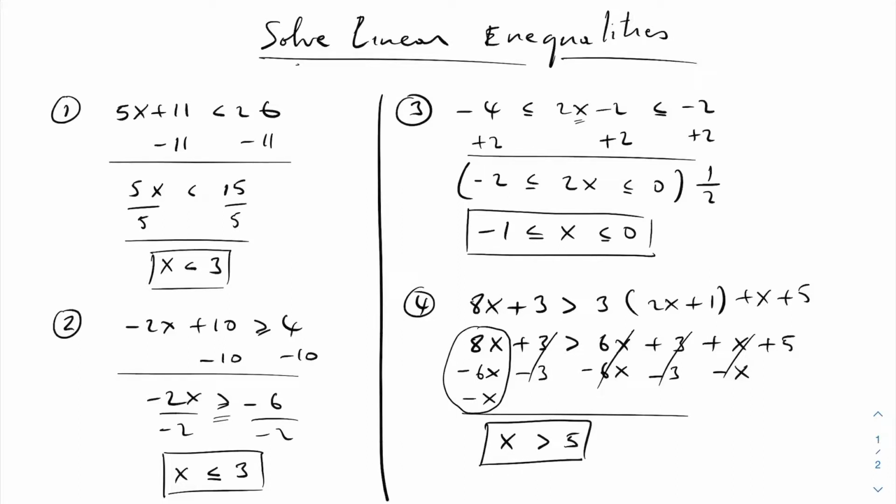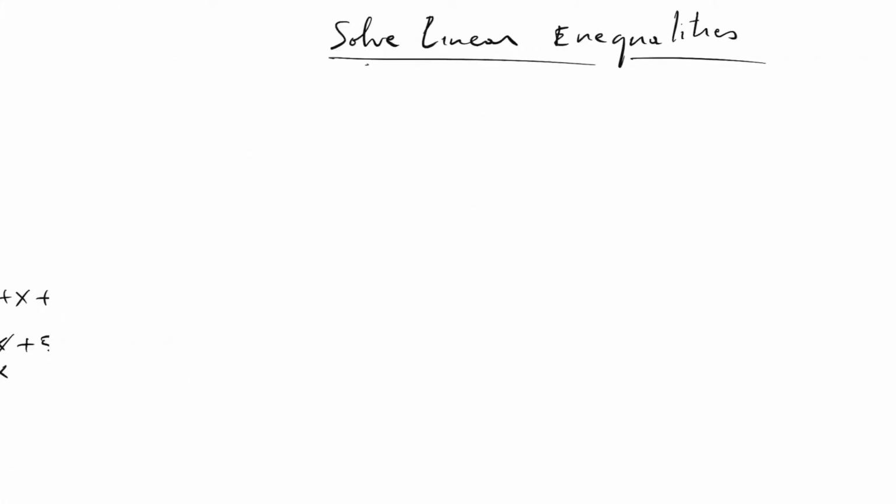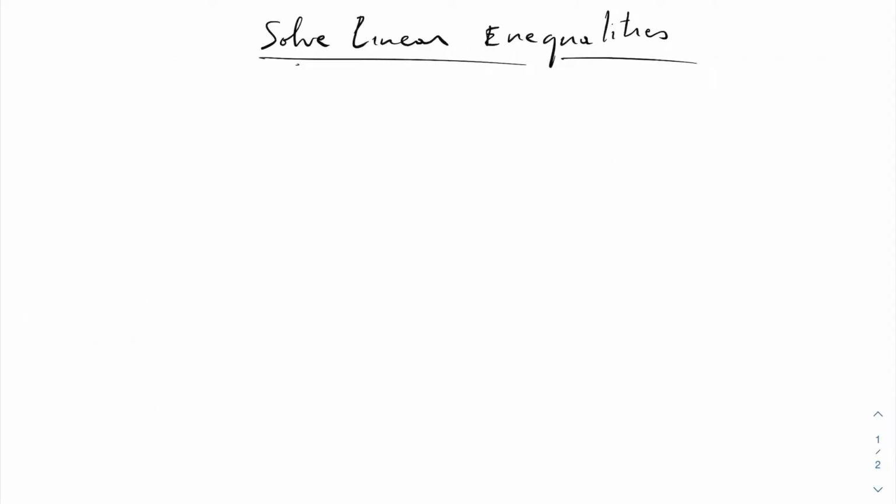Okay, so the examples are getting bigger here and more interesting. So let's look at the next one and see what we can do. Example number 5 is (4x - 3)/6 + 2 ≥ (2x - 1)/12.